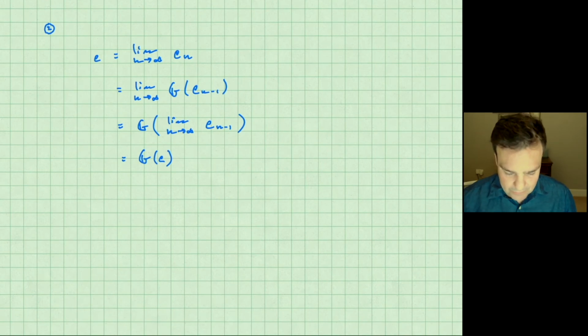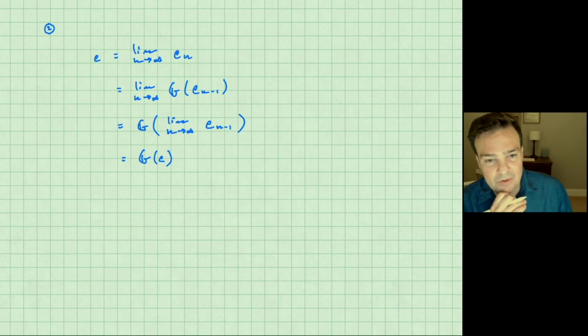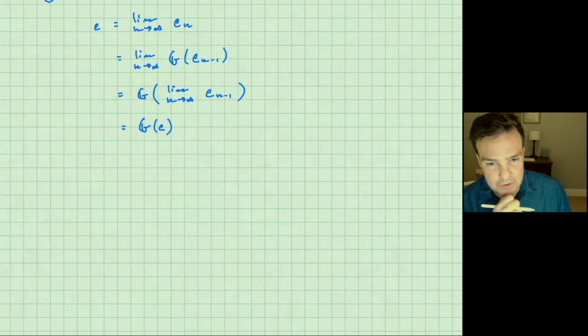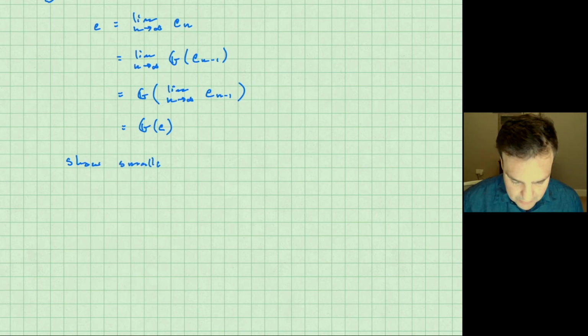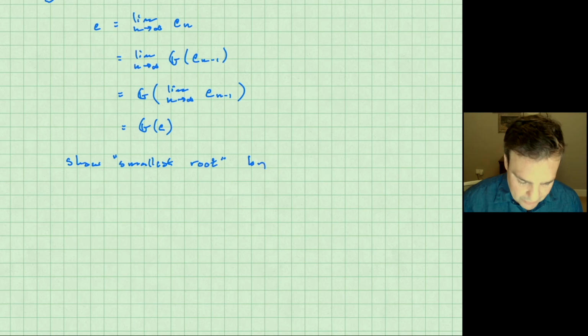Now the harder part of this proof is to show that it has to be the smallest such solution, because there can be more than one solution. So we'll do this by induction. So show smallest root or solution, however you want to phrase this, by induction.